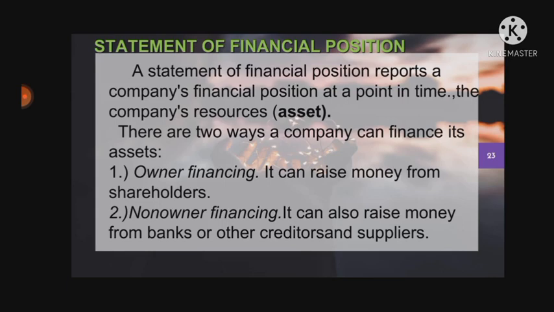There are two ways a company can finance its assets. Number one is owner financing, where it can raise money from shareholders. A company can raise capital by selling additional shares. This can be either common shares or preferred shares. Next is non-owner financing. It can also raise money from banks or other creditors and suppliers. For example, a company looking to raise capital through debt may need to approach a bank for a loan.